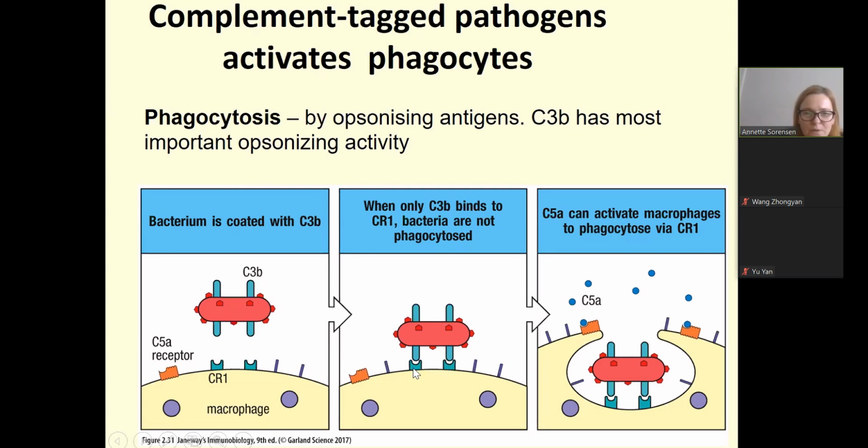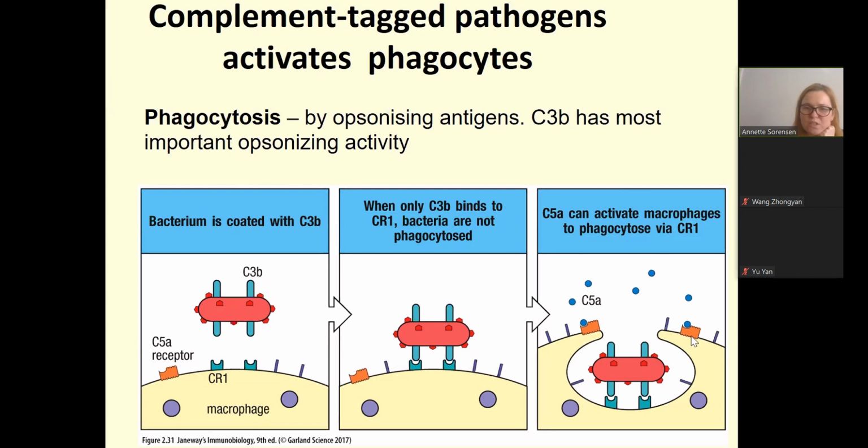Here you can see that the complement which has been tagged on to the bacteria can bind to complement proteins on the membrane of the macrophage down here, which is called CR1 in this case. However, that does actually not activate phagocytosis.